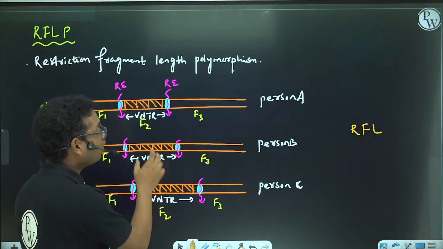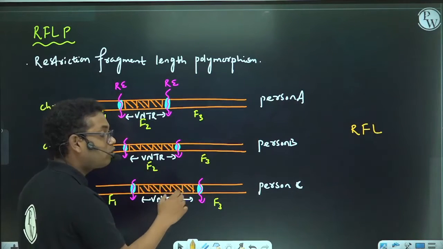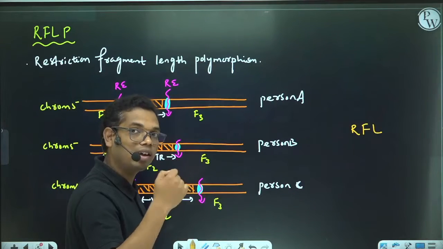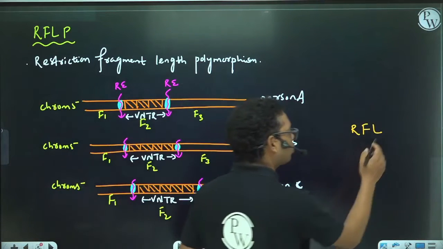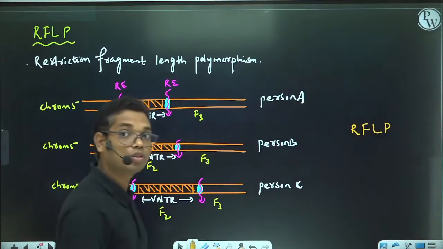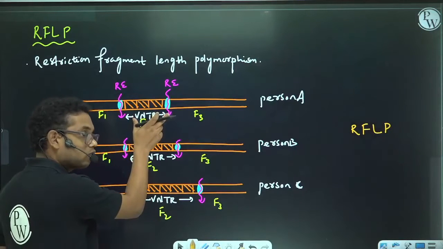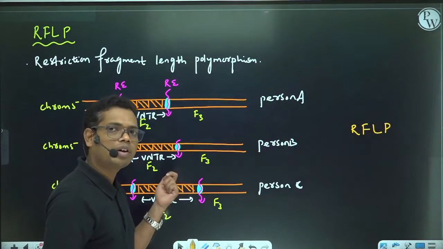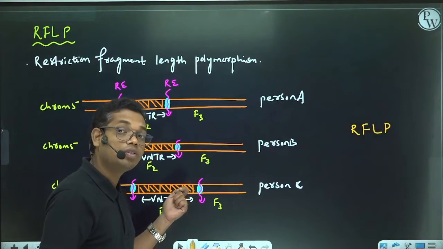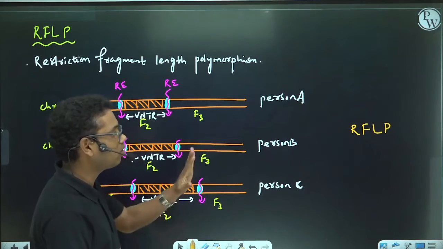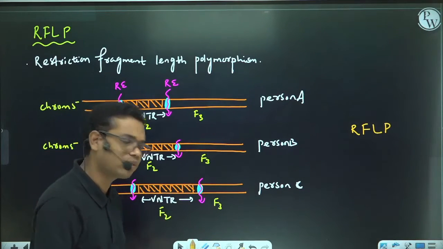That means you can see that this VNTR has more than one length, and if VNTR has more than one length, I will call this polymorphism. So this is restriction fragment length polymorphism. The restriction fragments of the VNTR, obtained due to restriction digestion of DNA molecules, will show more than one type of length. That means they will show length polymorphism. Clear? So this is restriction fragment length polymorphism.